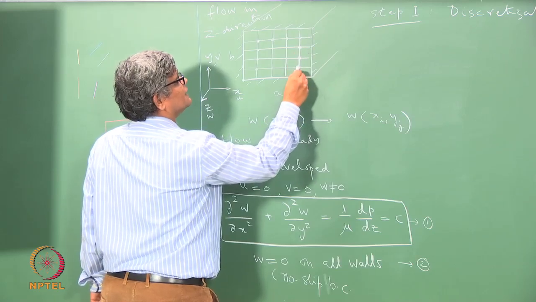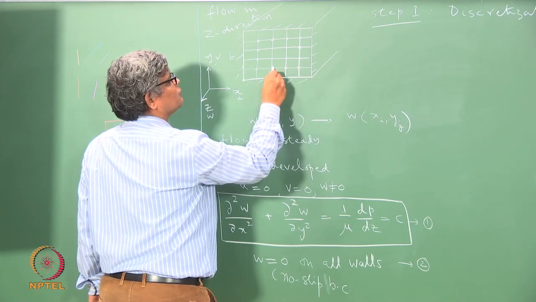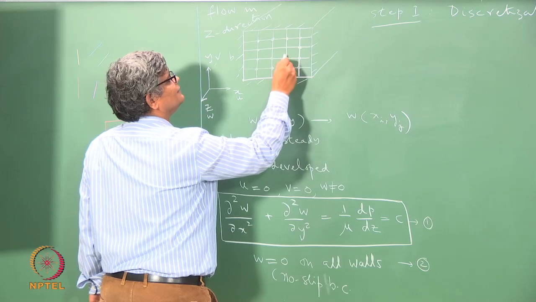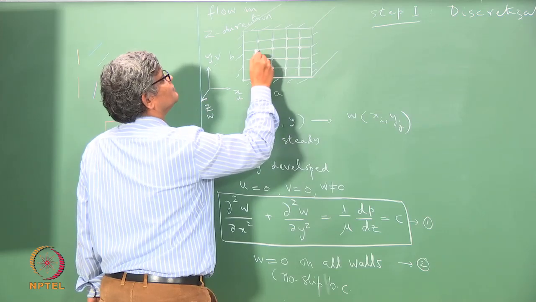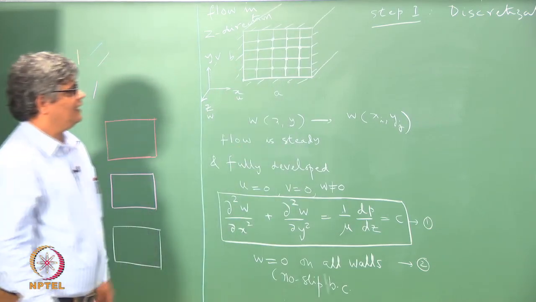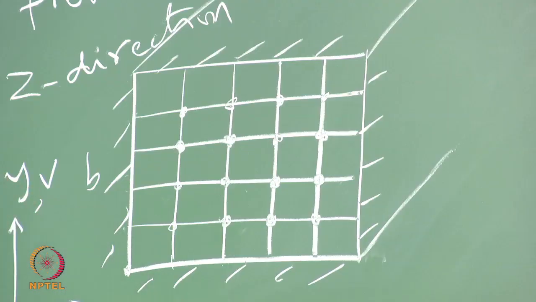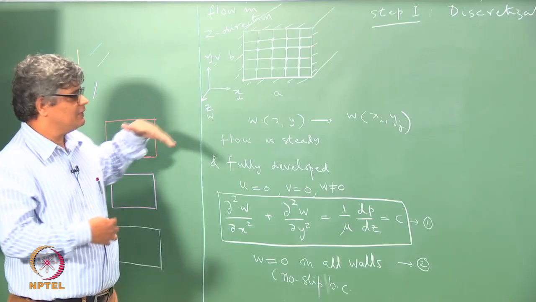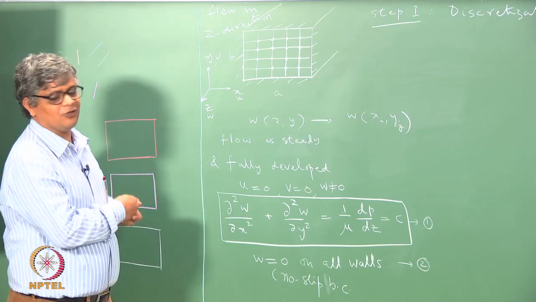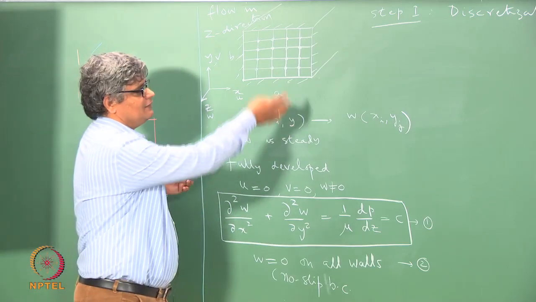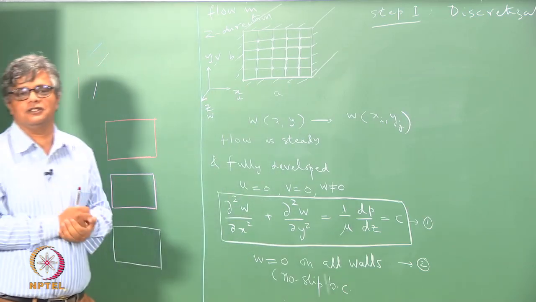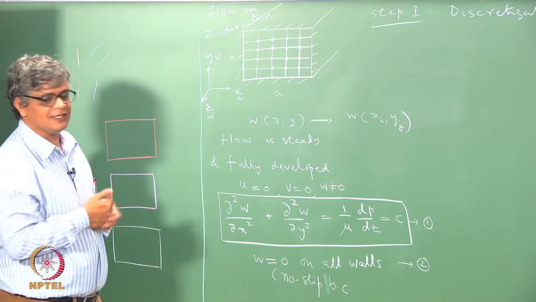So, we are saying that we will be getting a solution at these grid points, and we can put as many as we like in this. If we put more, we will get more grid points. As we increase the number of grid points, we can see that we are getting the solution almost everywhere within the flow domain. Okay. So, that is the idea here.